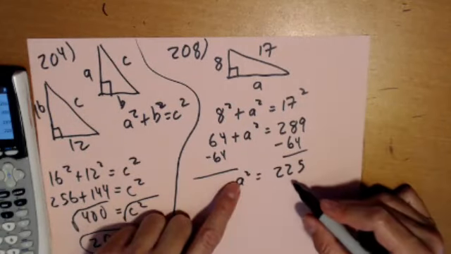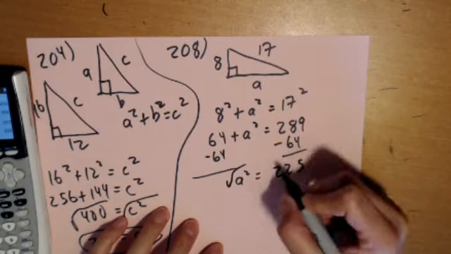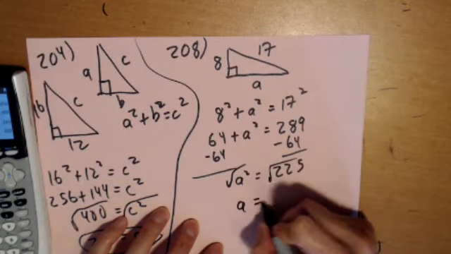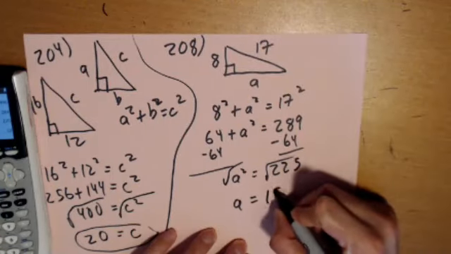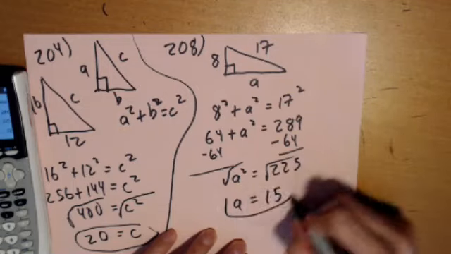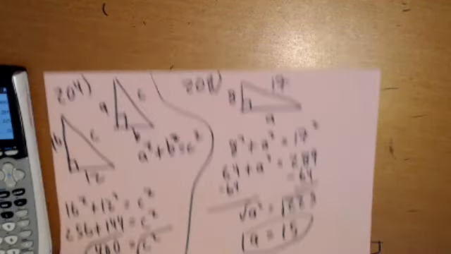So we're back at this step. We have A squared, but we need A, so let's square root both sides. So A is equal to the square root of that answer, and we get 15. Ta-da! Okay. Let's see what else we have going on in this section. Straightforward, straightforward.